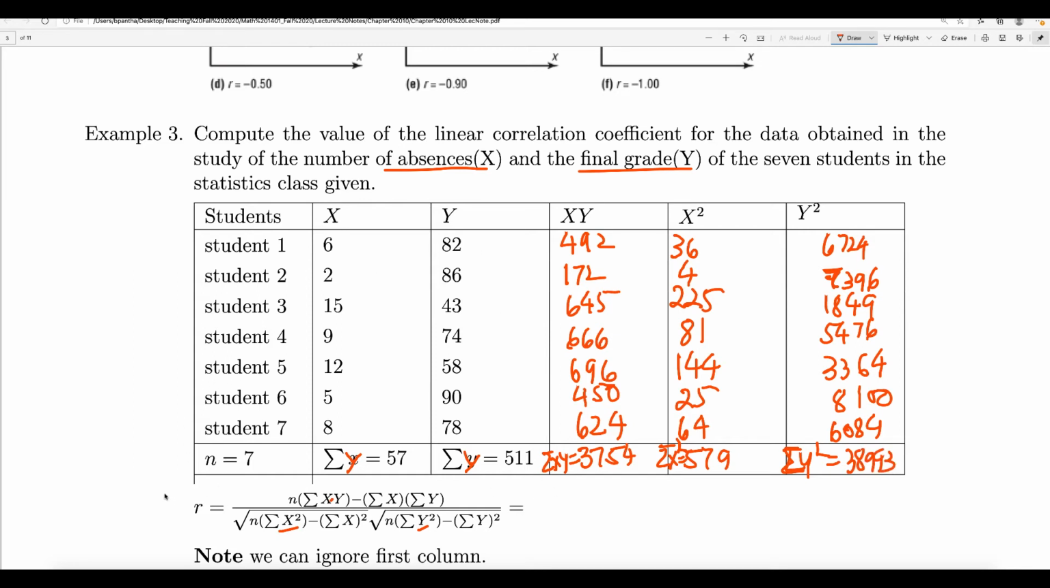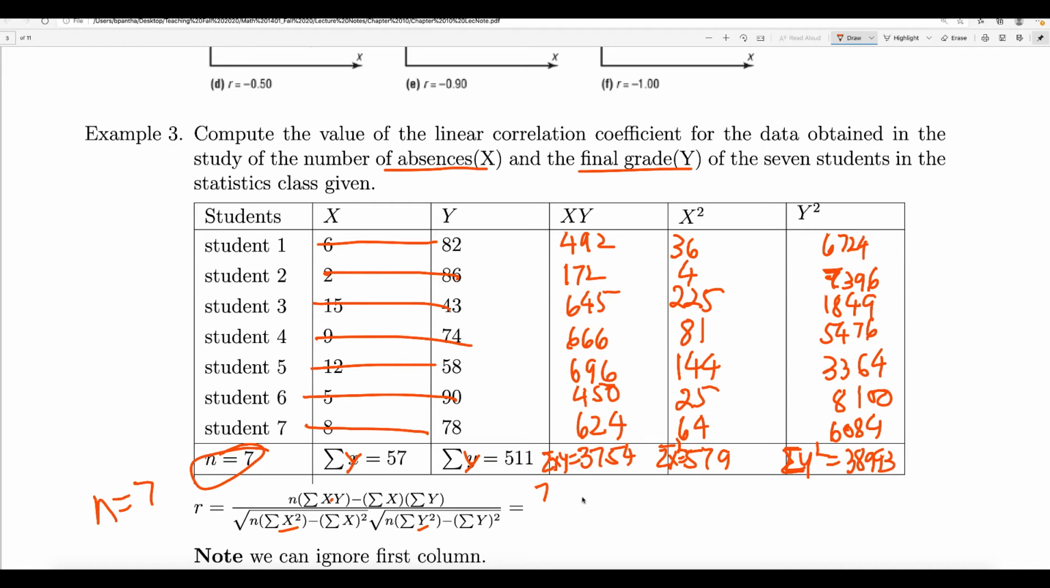So how many pairs? So n is, so 1 pair, 2 pair, 3, 4, 5, 6, 7 pairs, right? So n equals to 7. Now we don't need the first column because these are just the student name. So we didn't use that. So this is n equals to 7. That's what we got here. Okay. So let's plug in the values.